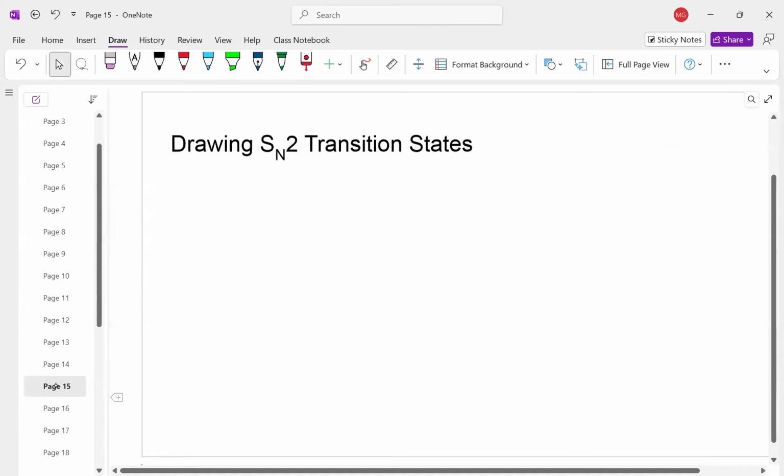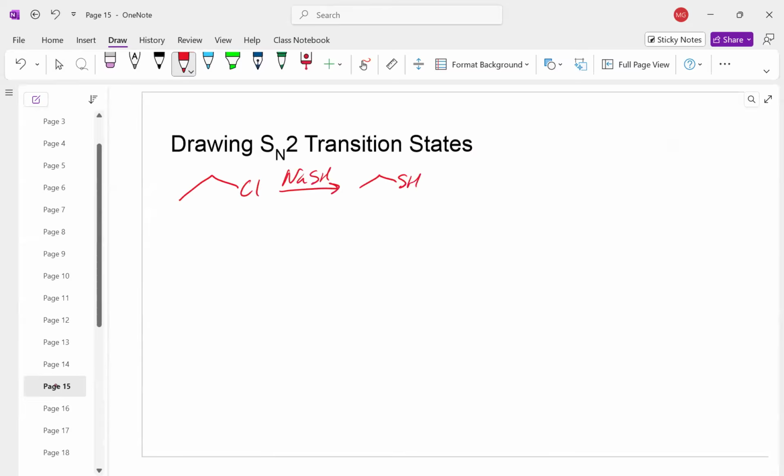Now let's talk a little bit about drawing the transition state for an SN2. So here's the reaction we're going to operate on. So our nucleophile, well, actually the first thing we want to do is identify the nucleophile and the leaving group. Why do we want to do that? Because that's where the bonds are forming and breaking.